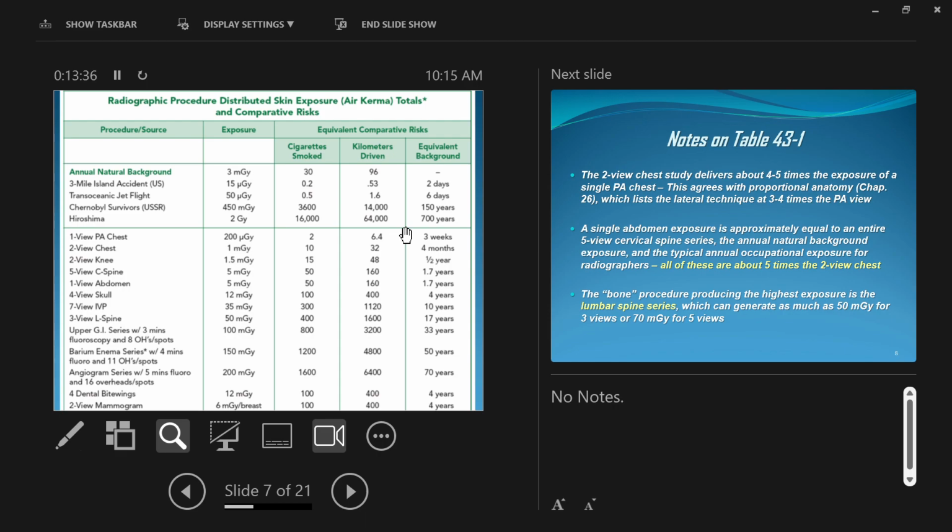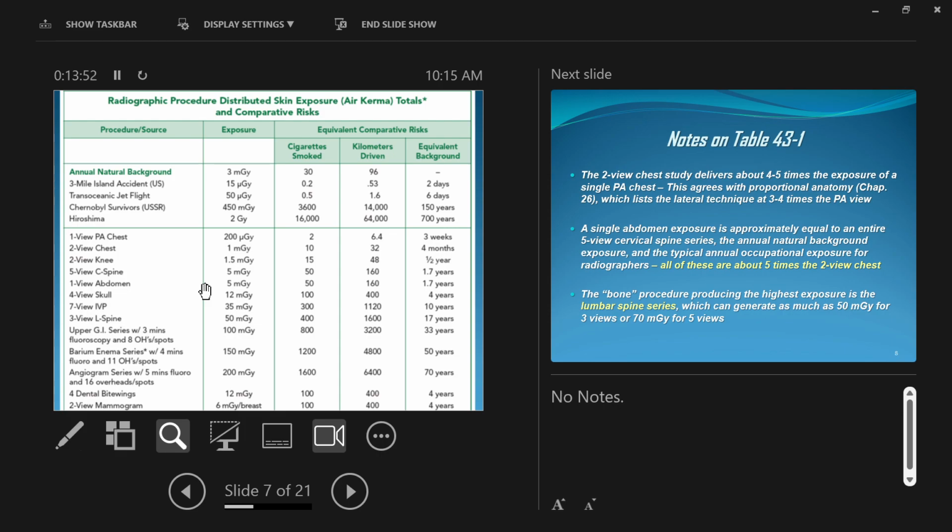6 days of natural background equivalent for that transoceanic jet flight. So your flight attendants, your pilots, those people who do it all the time, they're getting an increase in radiation above what the average person gets, right? They're going back and forth all day long. Okay, so frame of reference.